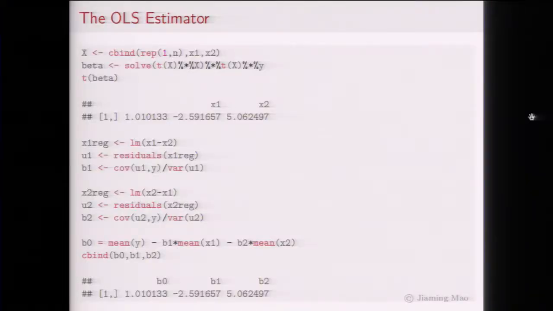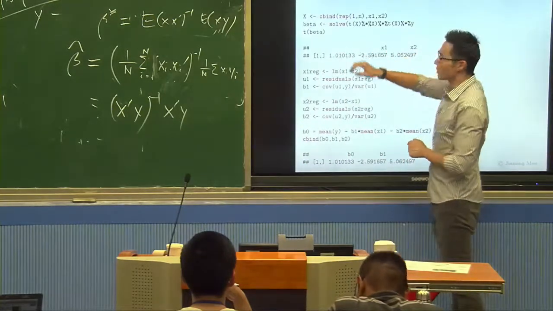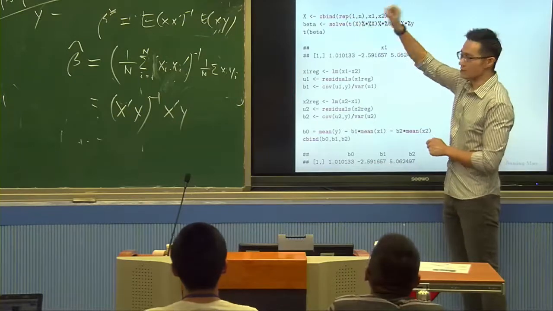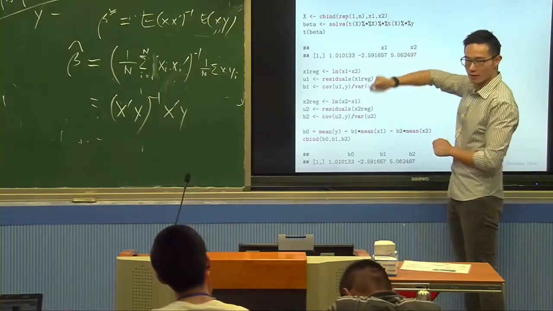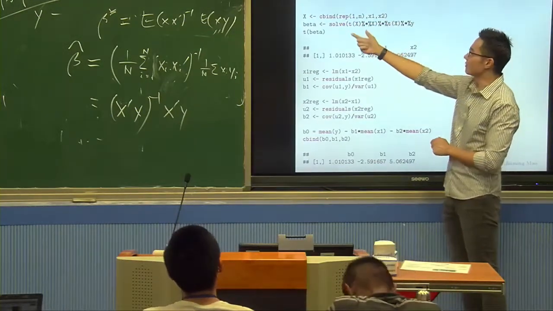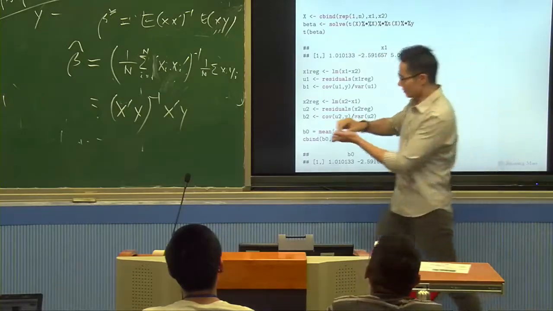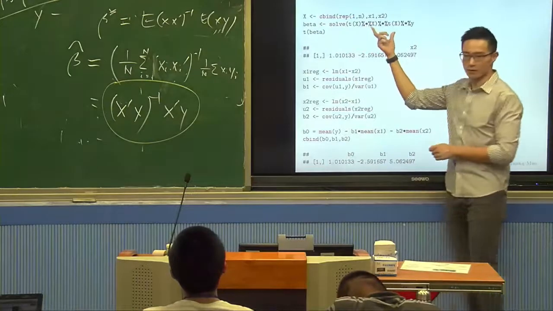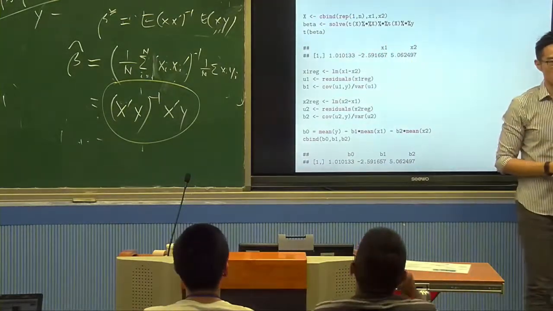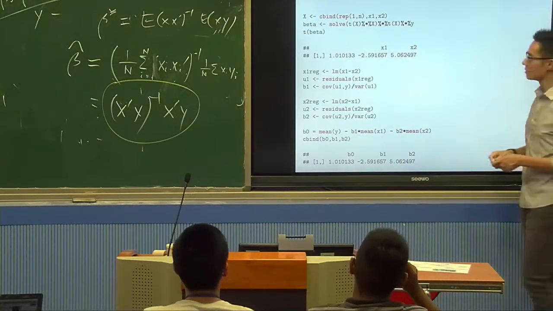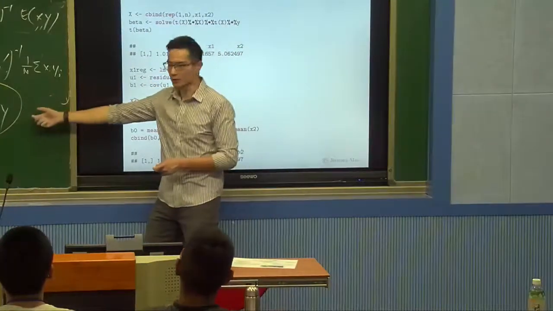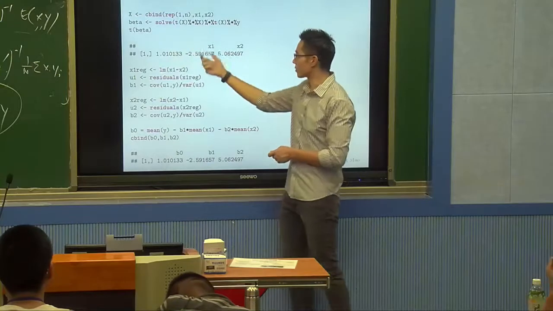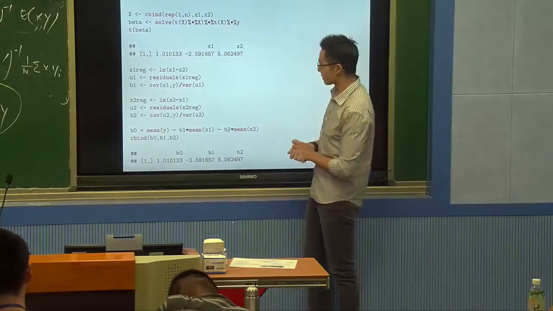You can also calculate by hand, okay? We are going to construct the big X. So the big X is a constant plus the x1 and x2, right? And then beta is (X prime X) inverse X prime y. Beta is this, which is what I'm doing here, right? Just using a slightly cumbersome matrix multiplication notation in R, which is essentially what we're doing here. And you can see that it gives us basically the same answer, right? 1, minus 2.5, and 5.06.